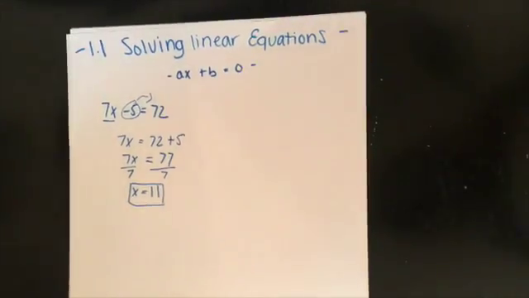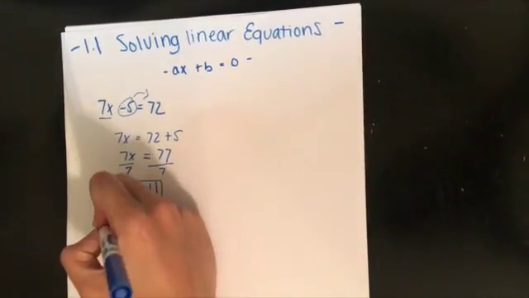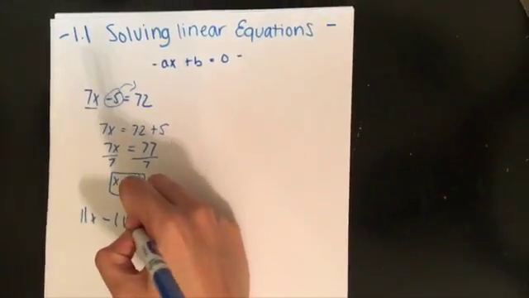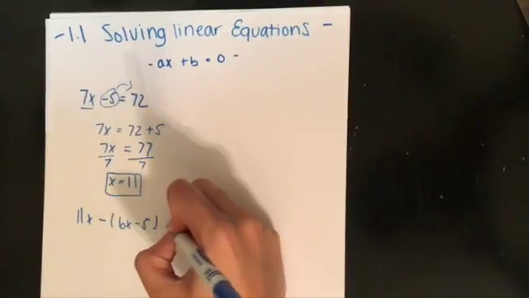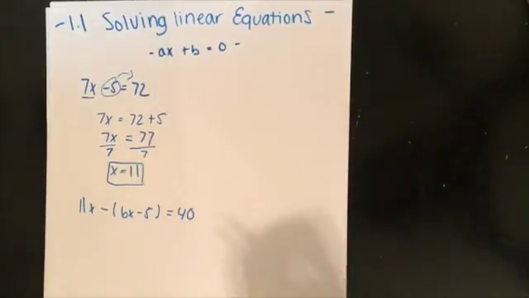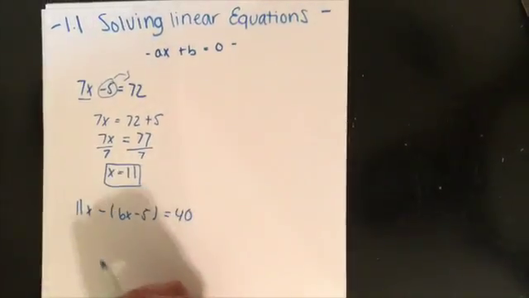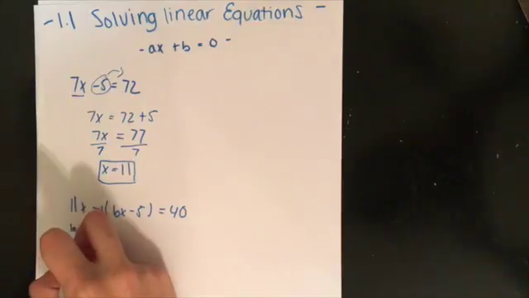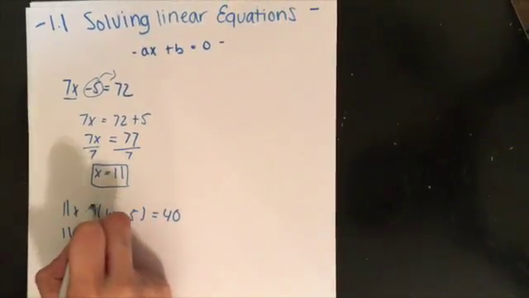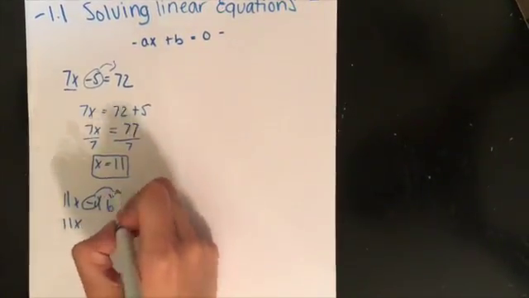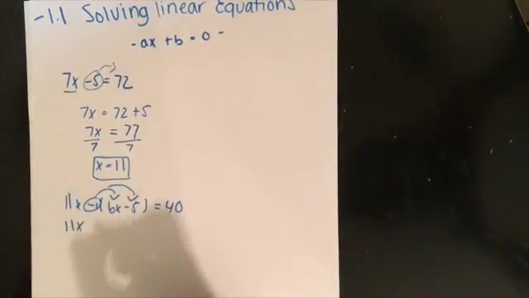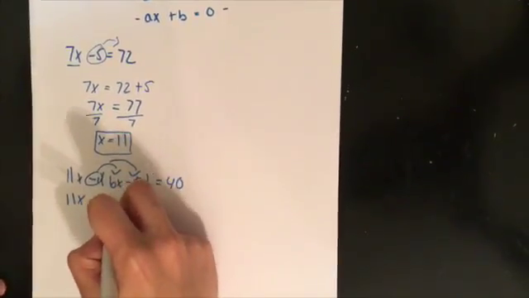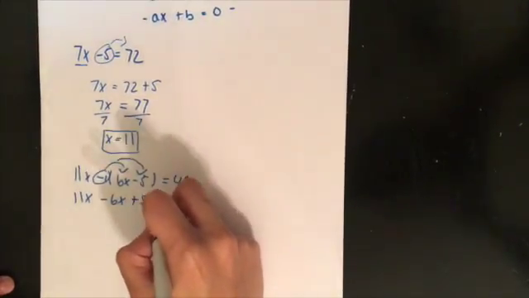Now the next example is 11x minus parentheses 6x minus 5 close parentheses is equal to 40. Now the first thing you want to do is distributive property. Now here it's understood that you have a 1. So you bring down the 11x and you're going to distribute and multiply negative 1 to both of these terms. So you're going to be left with 11x minus 6x plus 5 is equal to 40.